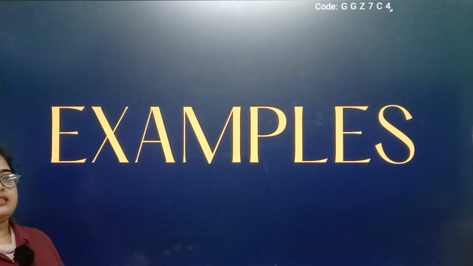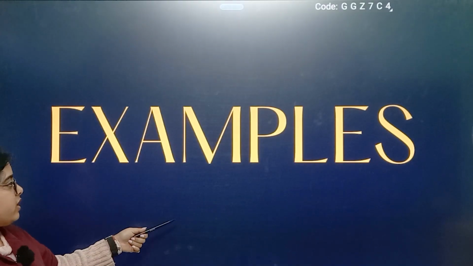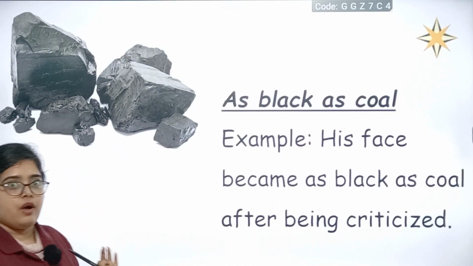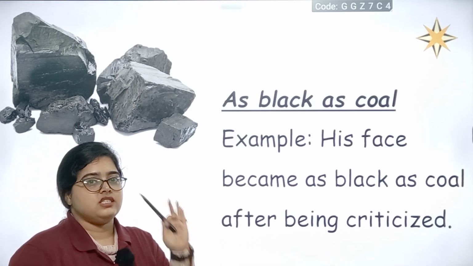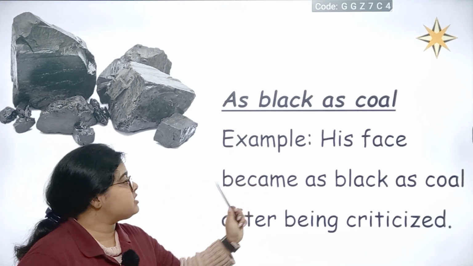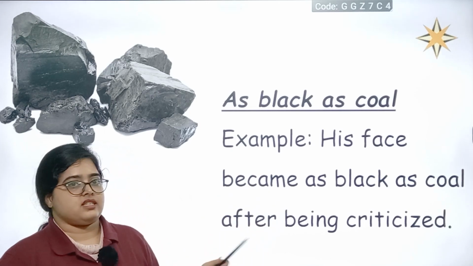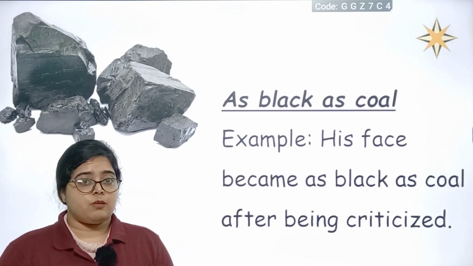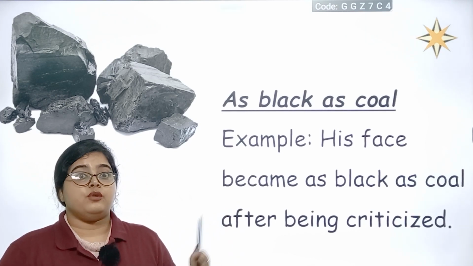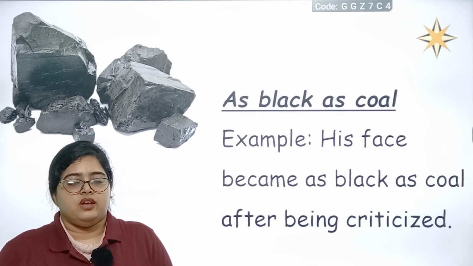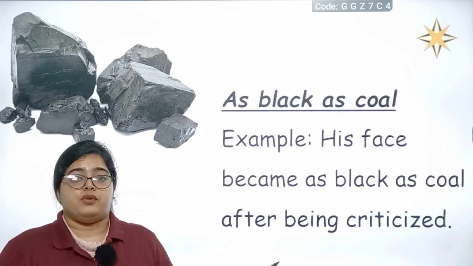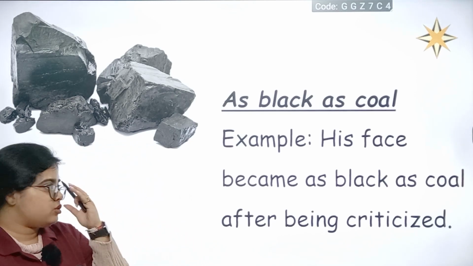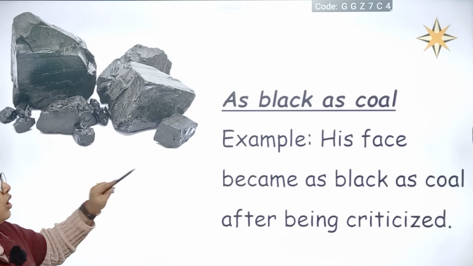So now we will see some examples which will make it more clear, okay? As black as coal. Now we know coal is black, so it is as black as coal. Example, his face became as black as coal after being criticized. When you embarrass someone, their face becomes red. But when you criticize, scold or humiliate someone, the person's face becomes black. He becomes very unhappy about it. So we'll say as black as coal.